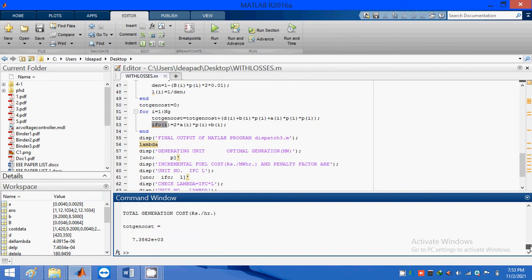So the total generation cost is 7,386.2, where E refers to 10 to the power of 3. Multiply 7.3862 by 10 to the power of 3, which is 7,386 rupees. This is the total generation cost. So this is the way to find the individual generating unit costs and also the total generation cost when considering transmission line losses.